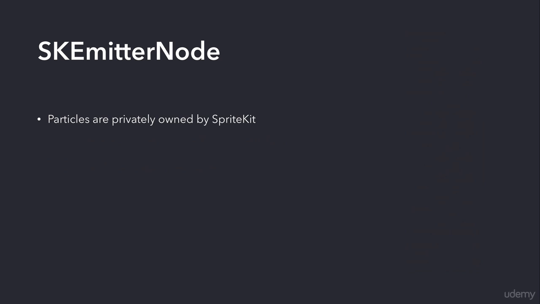But first of all, let me tell you that these particles are privately owned by SpriteKit, which means that your game and you as developer cannot access or modify these generated sprites. They are completely administered by SpriteKit. What you can do with the SKEmitterNode is create smoke, fire, sparks, and other really cool looking particle effects in your game.